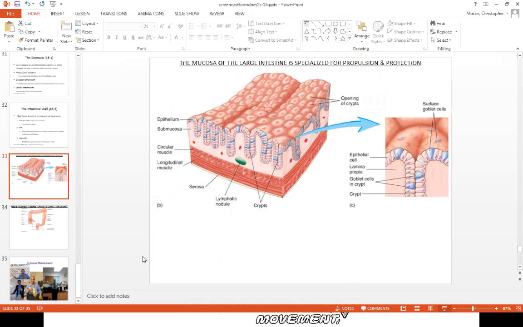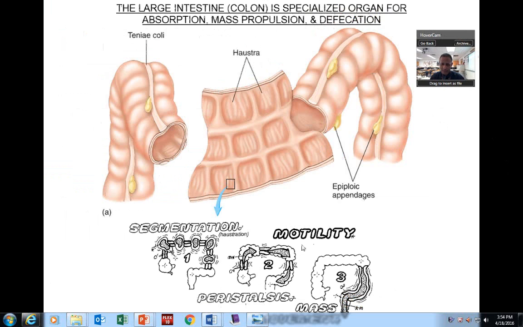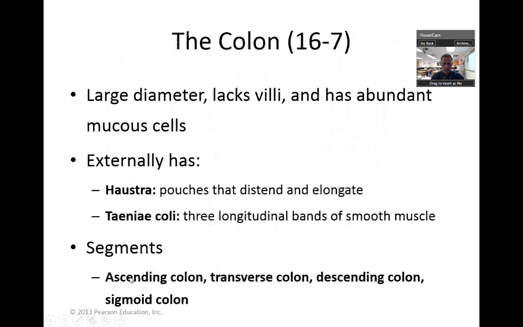Microscopically, and apologies, I'm jumping all around here, you'd have to look at the next slide, but this haustra is actually very similar to the circular folds of the small intestines. It's very similar to the rugae of the stomach. Basically, you're trying to increase surface area. You can pause real quick. So this haustra is a pouch. It's going to distend and elongate.